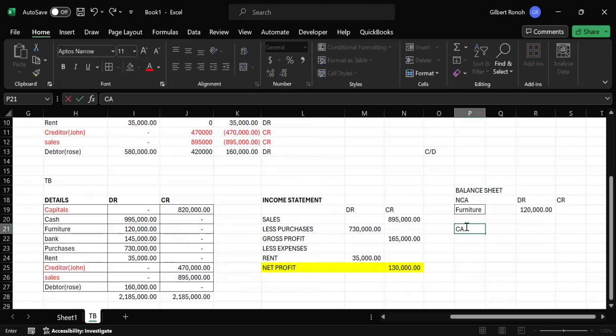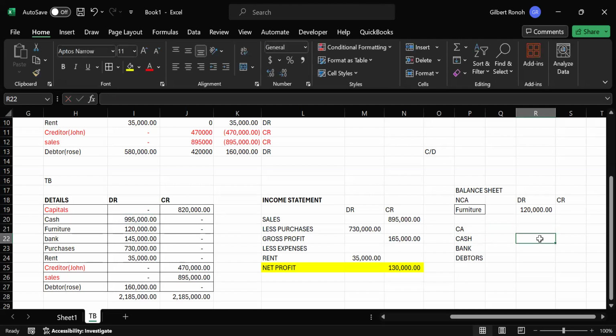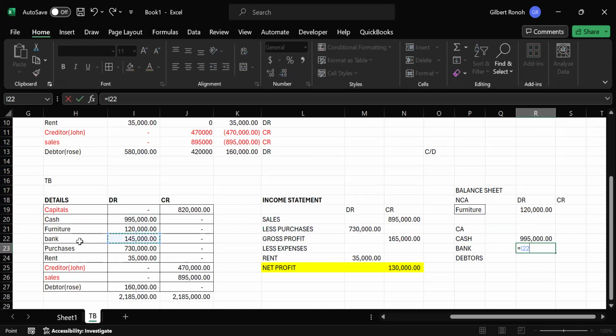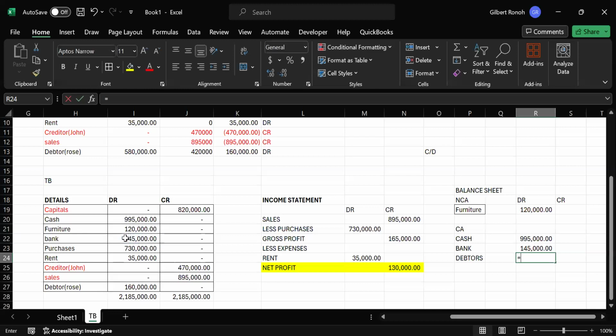We have current assets. Current asset, we have cash and bank. We also have the debtors. So I will get the total current assets. This is cash, and then no values. That is cash. Bank is this one, 145. Debtors 160. And then we can have the total assets.